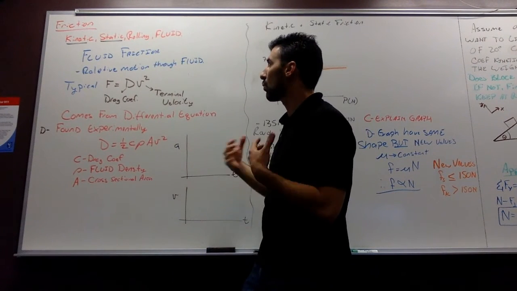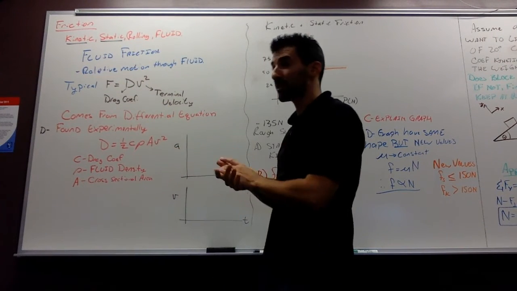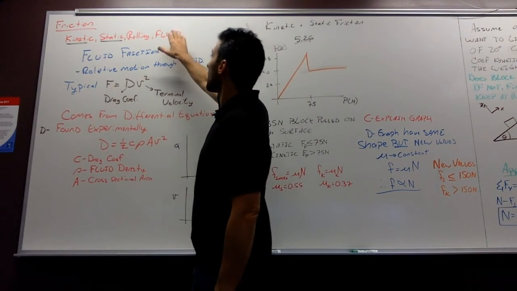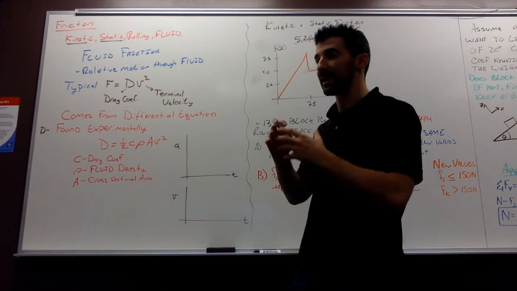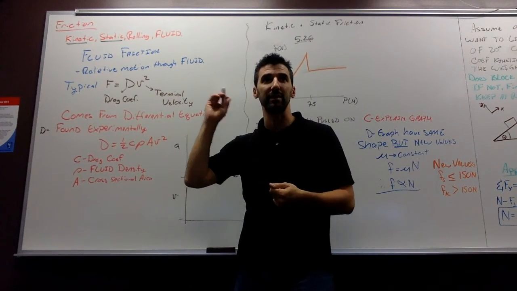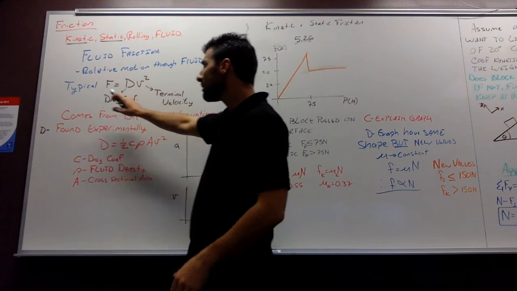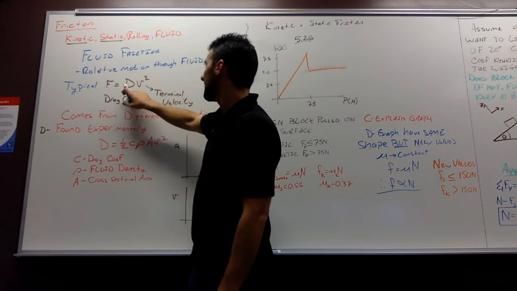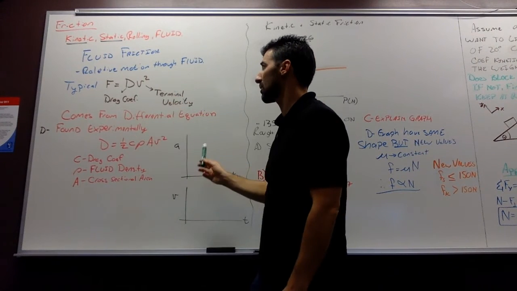Now, rolling friction we are going to examine as a special case of static friction, but in reality, rolling friction is the smallest of our frictional forces. Then we have fluid friction. Very briefly, fluid friction is anything going through a fluid, like a ball traveling through air or a submarine through water. Our typical equation is F equals d v squared, where d is a drag coefficient and v is the terminal velocity.